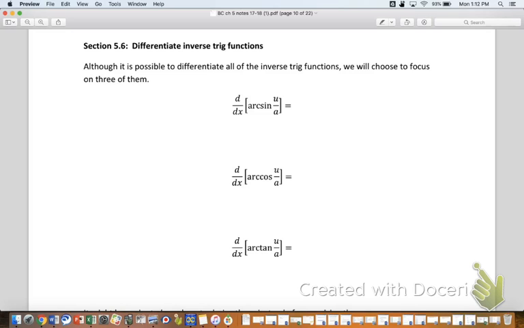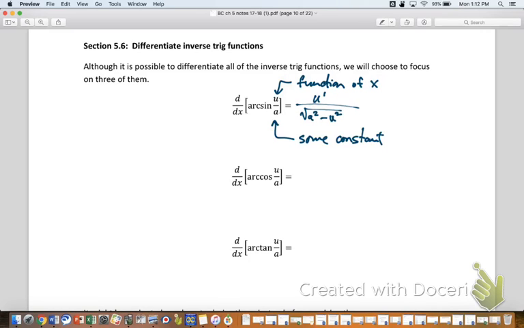And so these derivatives are all based on the idea that u is a function in terms of x, and a is some constant, whatever, 7, 26, 3, pi, some constant. Okay, so if that is the setup, then the derivative of arc sine of u over a is equal to u prime over, and does anybody remember the main feature of the denominator? There's a square root, yes. The square root of a squared minus u squared.